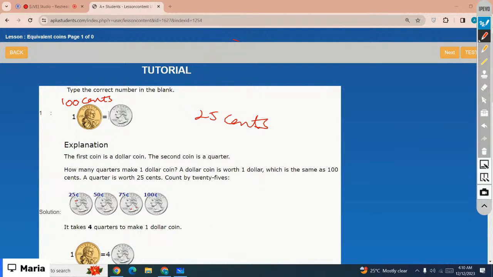Basically, you need to know the worth of the coins. The important thing here is you must know the worth of the coins. If you know the worth of the coins, then that would be very easy for you. So a $1 coin equals four quarter coins, right? The correct option is 4.